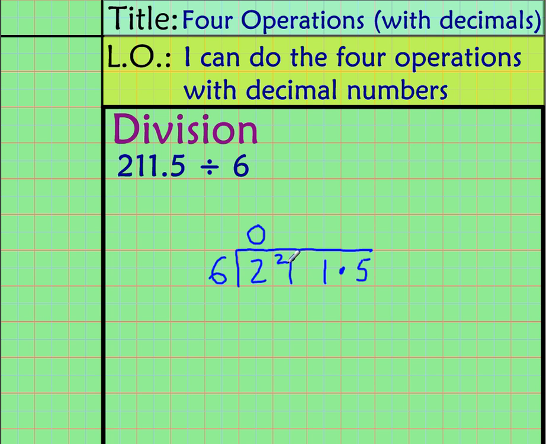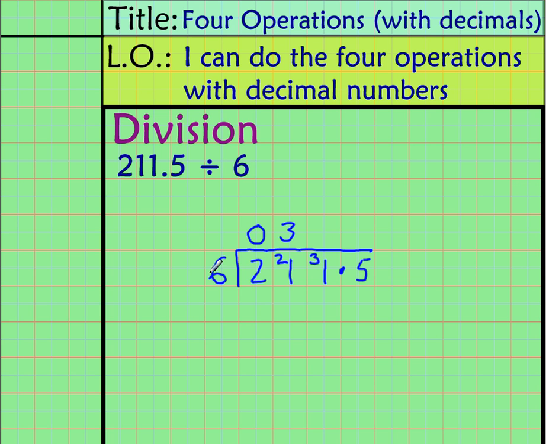How many 6s in 21? Well, I know the answer is 3, because 6 times 3 is 18. How much short of 21 am I? If I've got 18, how much short am I? I'm 3 short, 19, 20, 21. So that 3 carries on to the next number here.